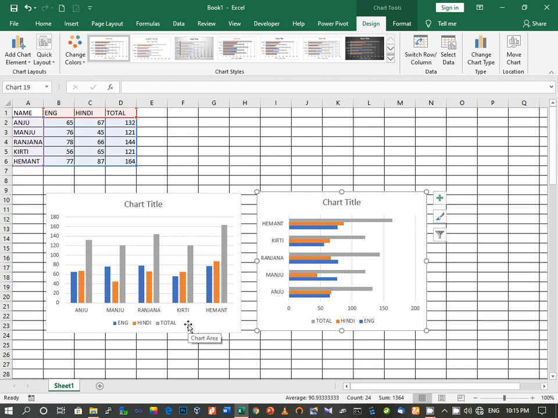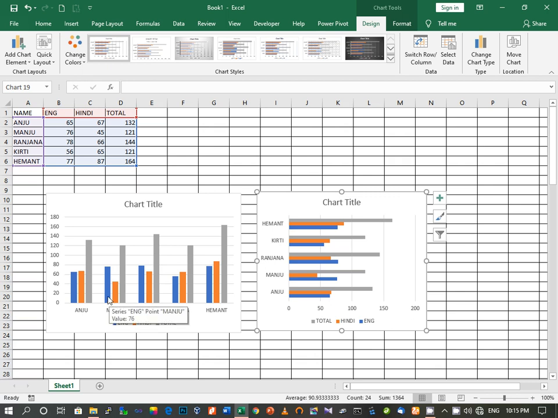Seeing this only you can make out that here in the column chart names are given in the x-axis, but here names are given in the y-axis. Then here marks are represented in the y-axis, here marks are represented in the x-axis. This legend remains the same.